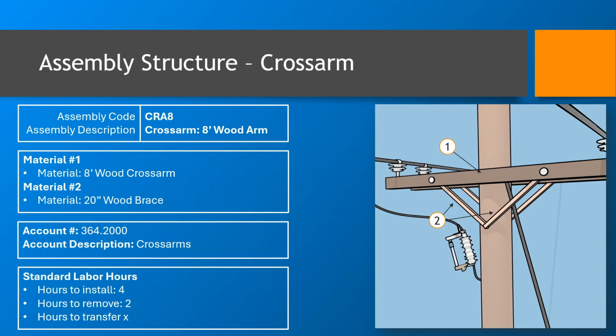This assembly is tied to the account number 364.2000, which is the account for crossarms. The accounting information is automatically tied to each of the materials used in this installation. This assembly also has some standard labor hours, 4 hours to install and 2 to remove. This allows in a work order to generate the expected labor costs to install one crossarm assembly.